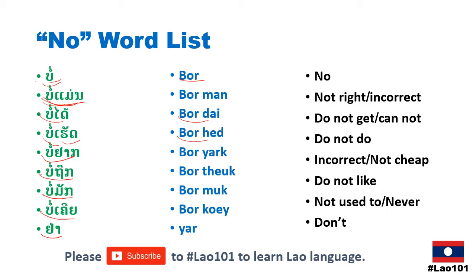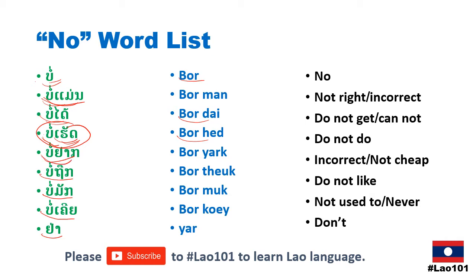So for the meaning of this one, bo is a straightforward no. Bo man is not right or incorrect. This one is specifically used in the verb to be context. Bo dai means do not get, receive, or you cannot do something. Bo het, this word het specifically means do. So if you want to say you don't want to do something, bo het, but then this will need explanation. I think the sample sentences will clarify more in what context you would use this kind of question and answering.